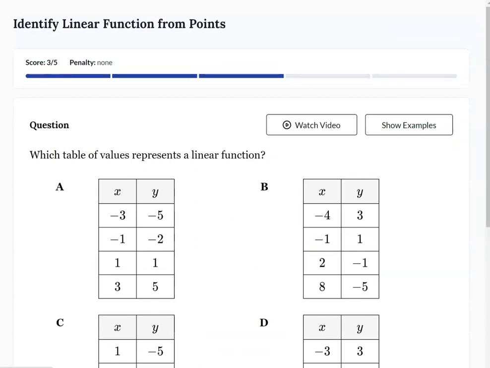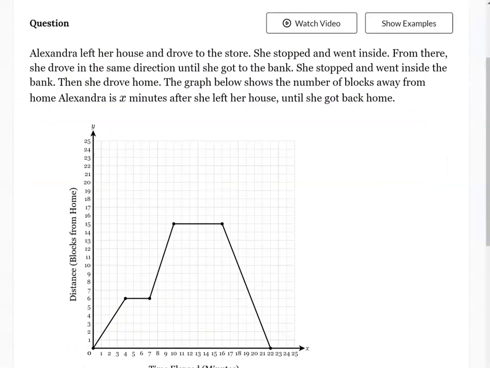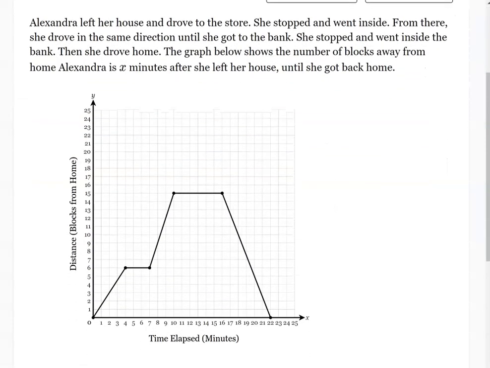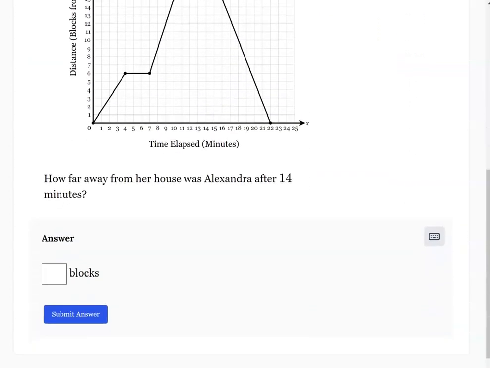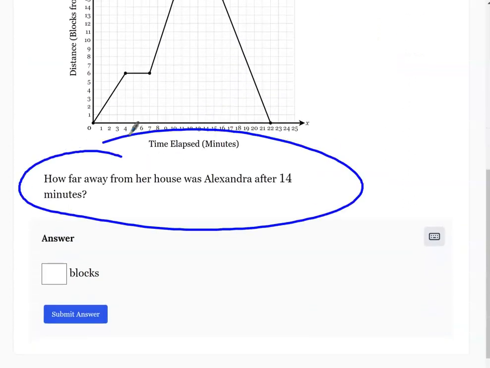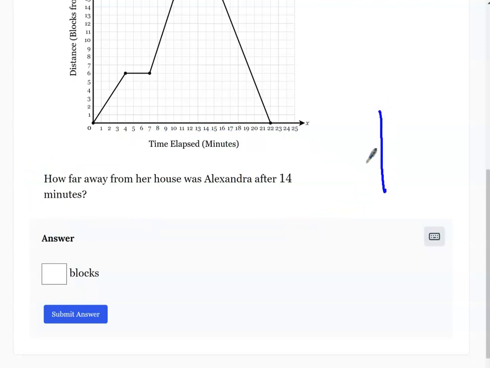Let's move on to the last topic, interpreting graph stories. Now this one has quite a bit of reading in it, but really what you're focusing on is the question down here. How far away from her house was Alexandra after 14 minutes? So let's go back and read the beginning here to see what's going on.